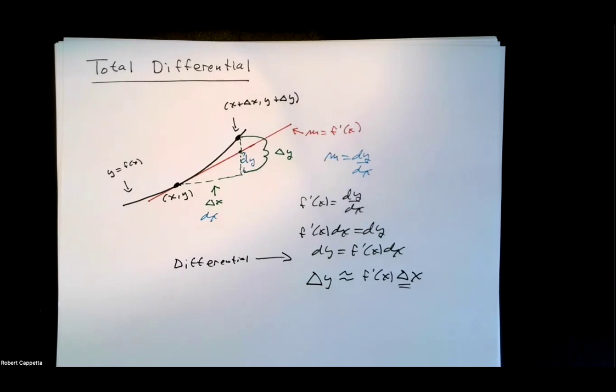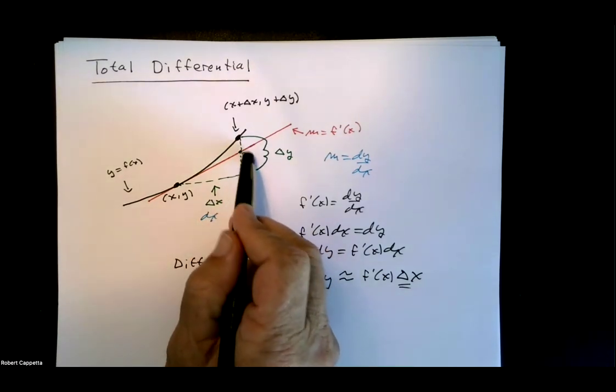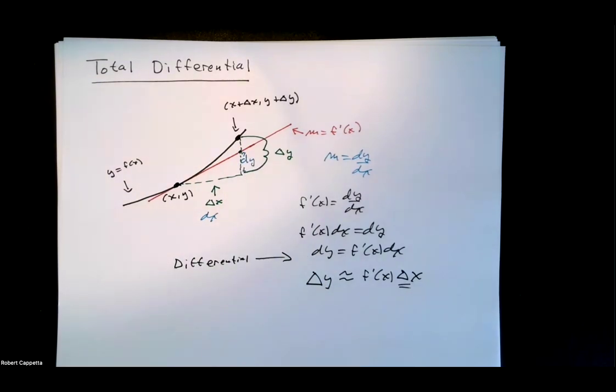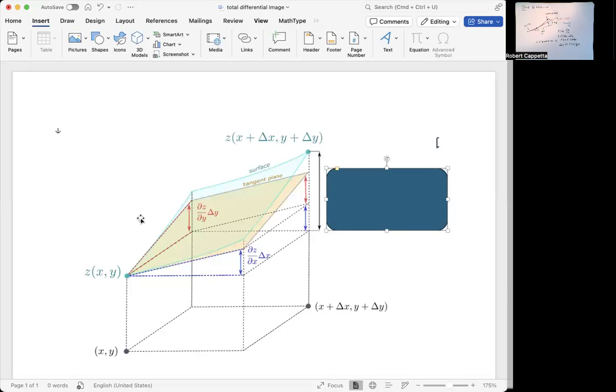Now, how do we go from that situation with a function of one variable to a situation with a function of two variables? It's going to get a little bit trickier. But our idea is, how far do we expect to jump on a straight line, or in our case, on a plane? So let's take a look at a 3D representation here. So I have a function z of x, y. That is the surface that's in the light blue. My point here is x, y.